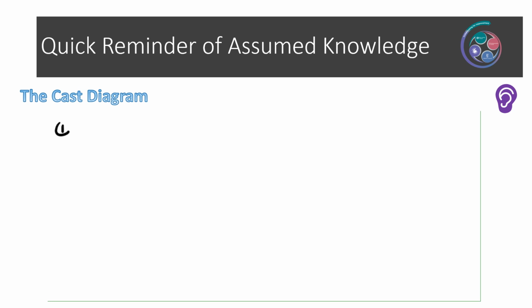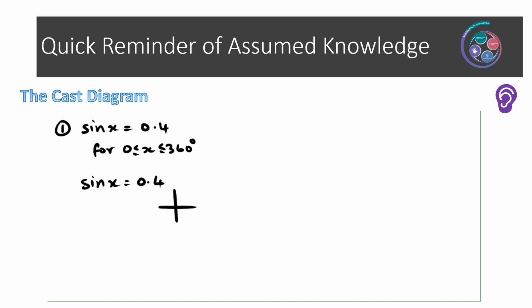Okay, so for example 1, let's solve sin x = 0.4, and we're going to do that for x between 0 and 360 degrees. So the question is sin x = 0.4. Once we get to sin x, cos x, or tan x equals, the next thing we're thinking about is the CAST diagram. From this example, it's a sine question and it's a positive number.